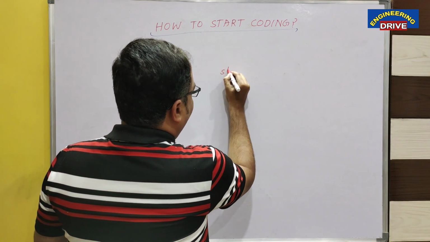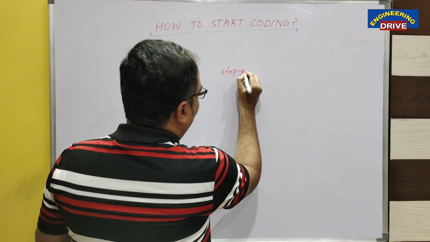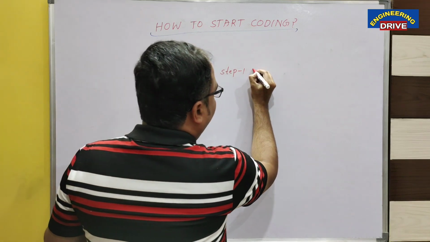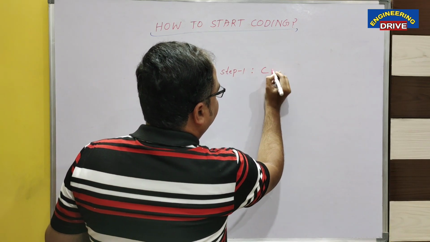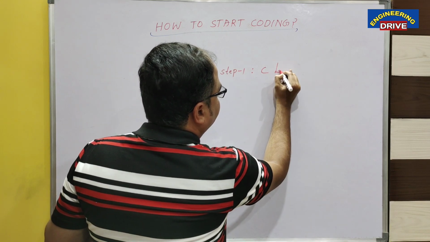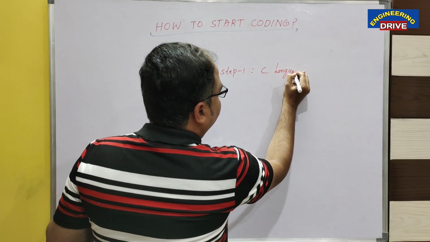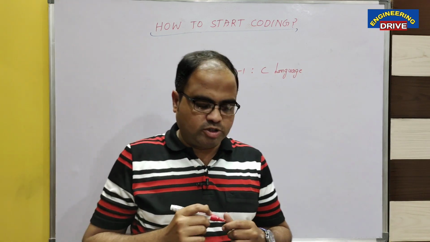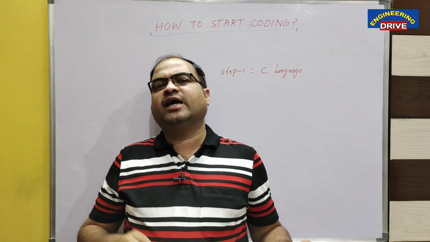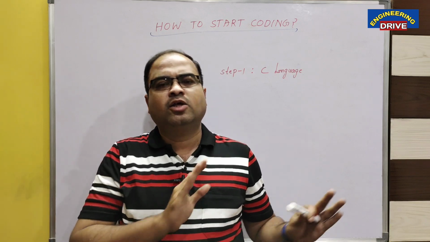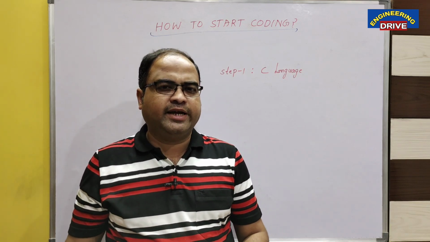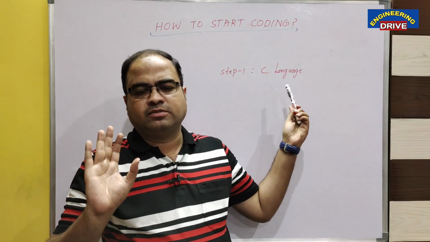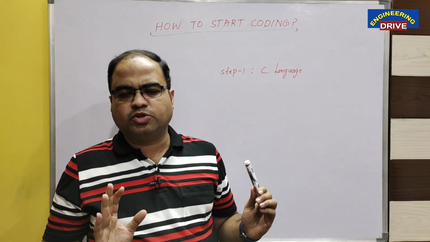Step number one: you are very new to coding, you don't know anything in coding, then you need to learn one programming language, that is C language. This is the first step. Start learning the C language as early as possible. No need of any other programming language idea, no need of any other coding idea. Directly from scratch, you should learn C language. This is the first step that you need to do.